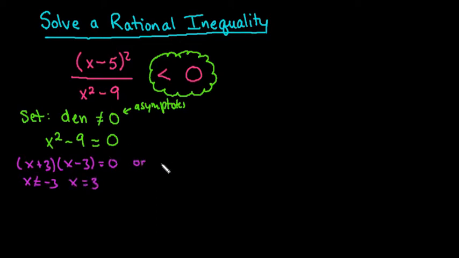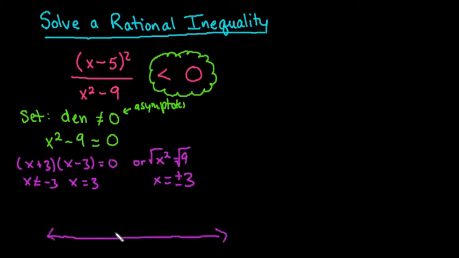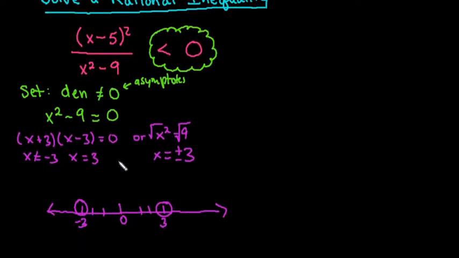Or you could set x squared equals 9 and take the square root, and remember when you take the square root while solving a quadratic equation that you have to put both plus or minus 3. So at the points 3 and negative 3, if we were to graph this, those points are excluded, because if I plugged in 3 or negative 3, I would have 0 in the denominator, which is undefined.